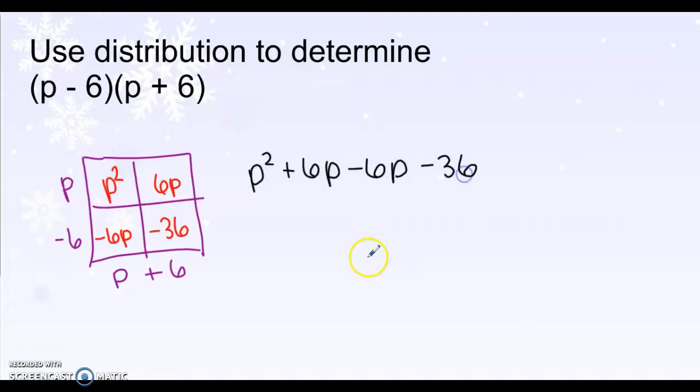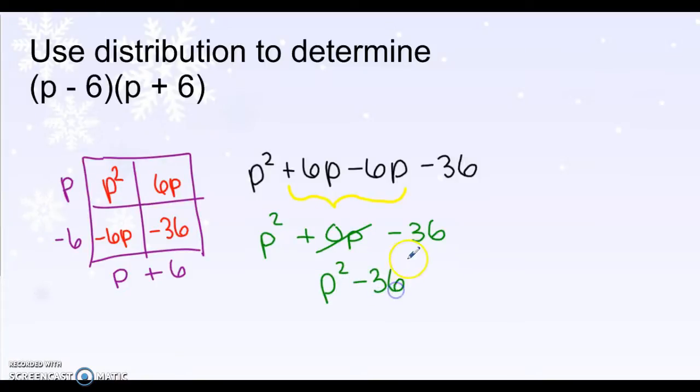Here's our 4 parts. And when we look for our like terms, we have a positive 6p and a negative 6p. When I add negative 6 and positive 6, I get 0. But we know that 0 times anything is 0. So this term will go away, and we're left with p squared minus 36. That's our answer.